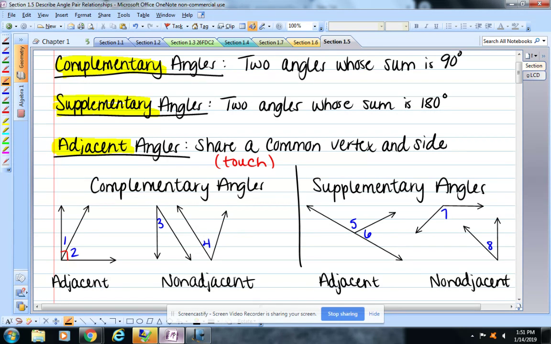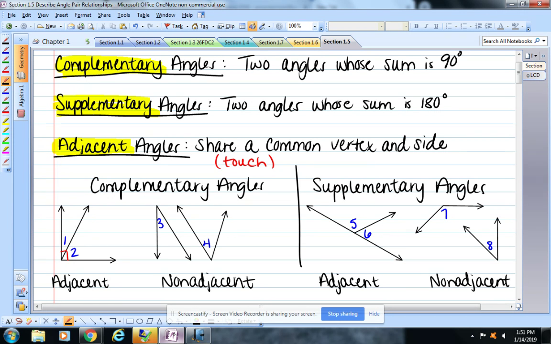The last word is adjacent. Adjacent are when angles touch each other. They share a side. So if something touches each other in geometry, we call it adjacent. It's right up against it. So if something's right up against something else, we call it adjacent.